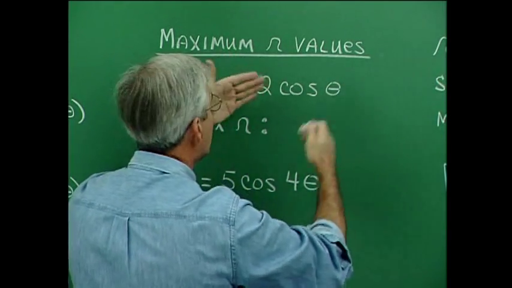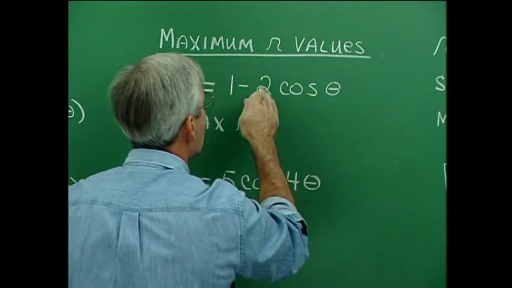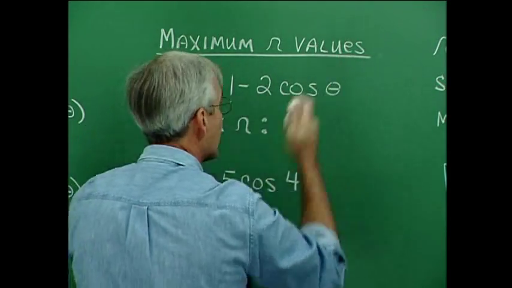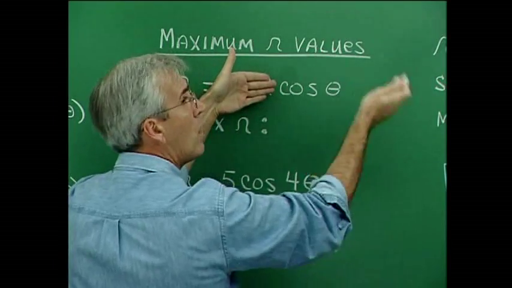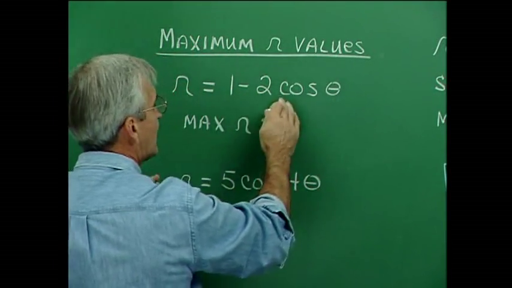So let's take the extremes. If cosine of theta is -1, then -1 times -2, that would be 2. 1 plus 2, that's 3. Okay, now what about the other extreme? The cosine of theta could be 1. If it's 1, we have -2 times 1, that's -2. 1 minus 2, that's -1.